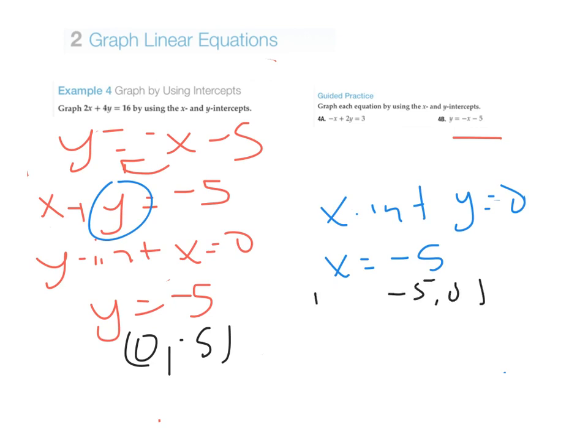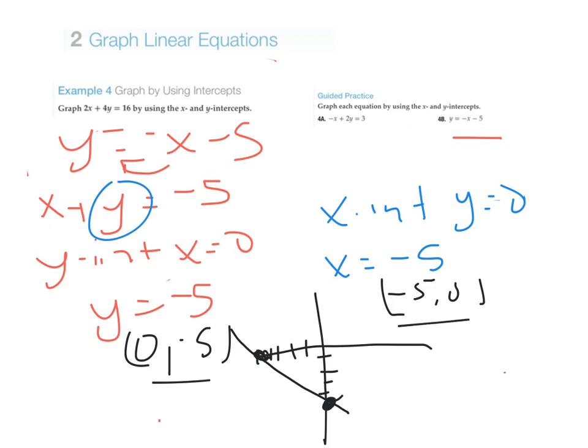So let's prove this on a graph. On a graph I have (0, -5), counting 1, 2, 3, 4, 5, I have that point right here, and (-5, 0) is 1, 2, 3, 4, 5 right here. I can connect those two dots by using these intercepts. Once you have the intercepts, it's pretty easy to graph if you know the coordinates from the intercepts.